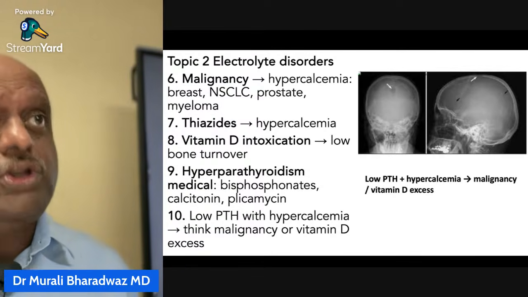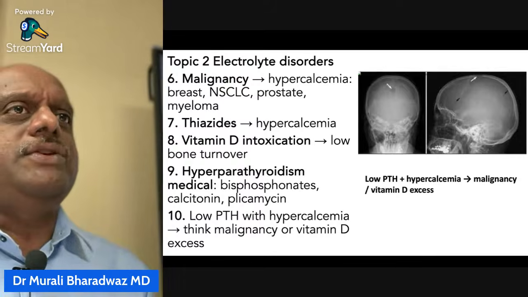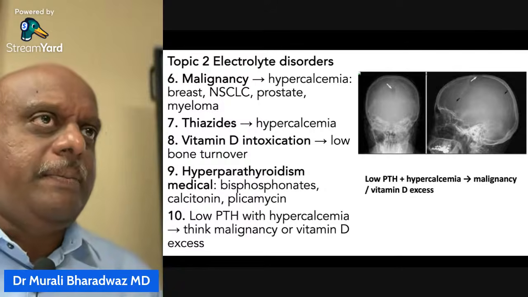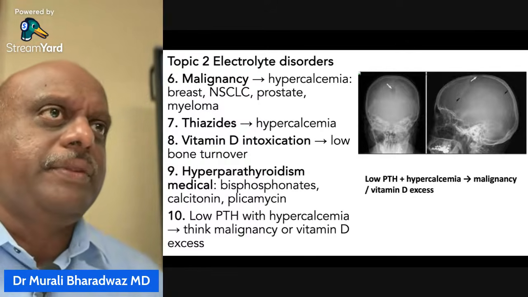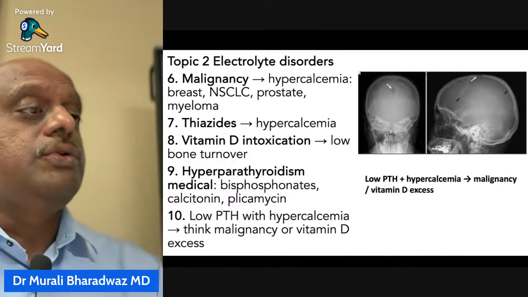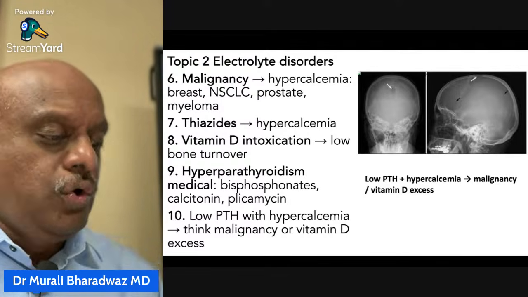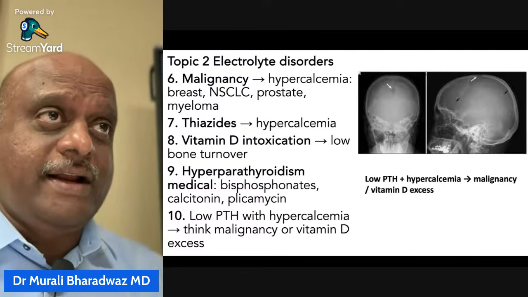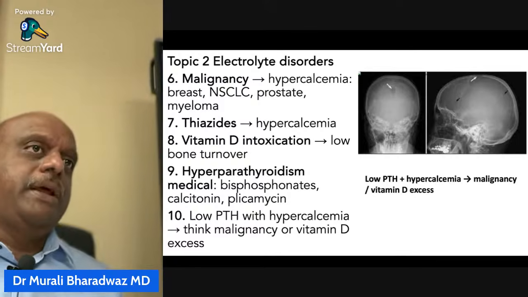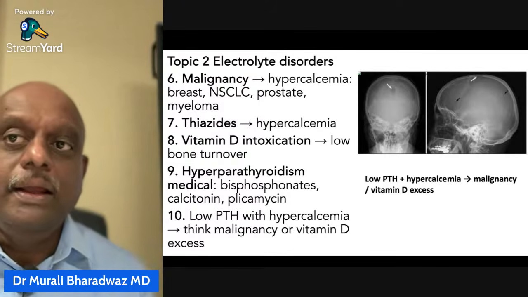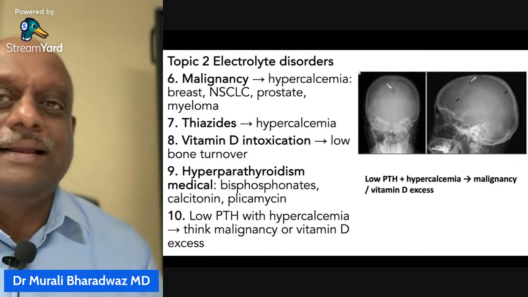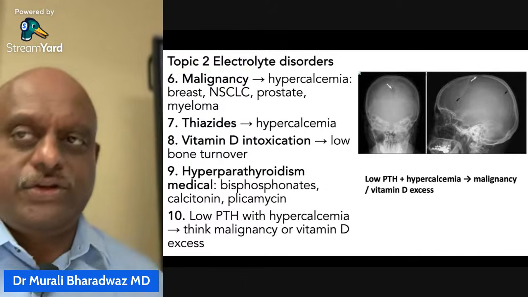So what malignancies can lead to hypercalcemia? Breast cancer, non-small cell lung cancer, prostate cancer because it leads to osteoblastic metastasis, and myeloma, multiple myeloma. All of these can cause it. Thiazide diuretics lead to hypercalcemia. So don't forget, favorite MCQ: loop diuretics lose calcium, thiazide diuretics increase calcium. This is a very important rule that you need to remember. Loop diuretics like furosemide, torsemide, they all will lose calcium.